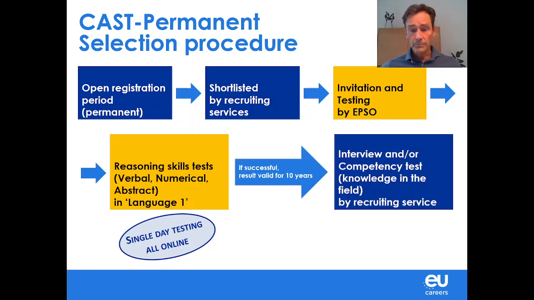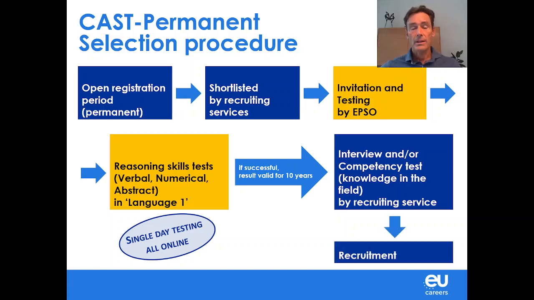When you are successful, you can be invited to an interview by a recruiting body. And this interview can also involve an assessment of certain competencies needed to fill the post at stake, the vacancy at stake. And if your interview is successful, you can be offered a contract and start working as a contract agent. If the interview was not successful, your name stays in the database of the profile of your CAST list.